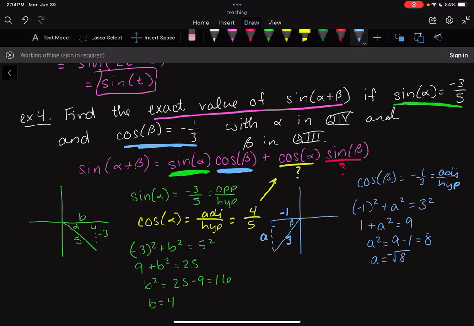Remember we said it should be negative because it's in quadrant 3, so the y should be negative there. You do want to be a little careful here because MyMathLab is going to make you reduce this radical. And so this radical reduces into negative 2 root 2.